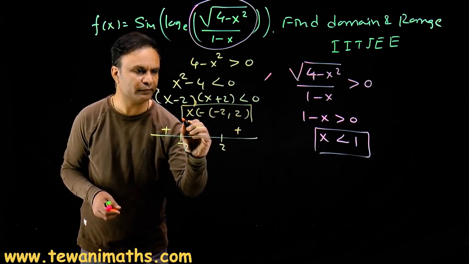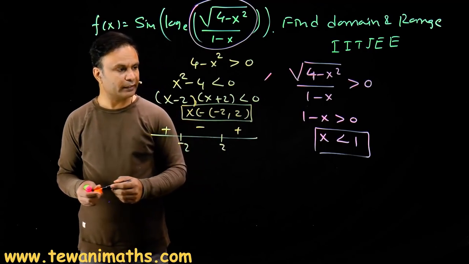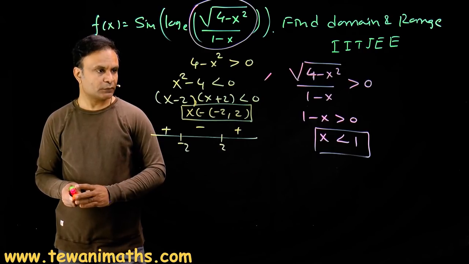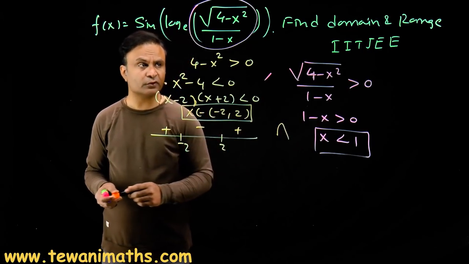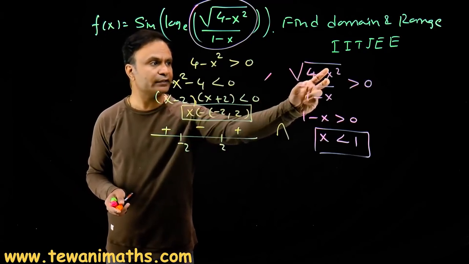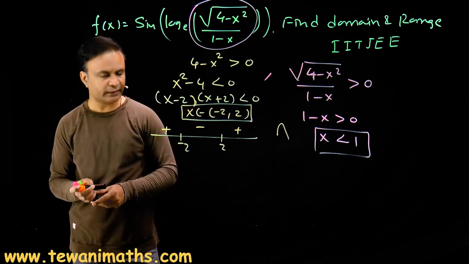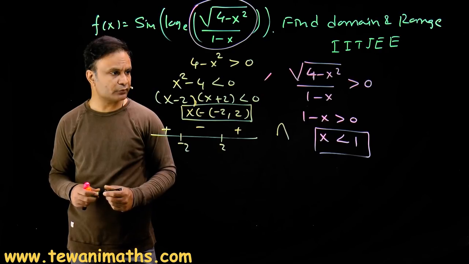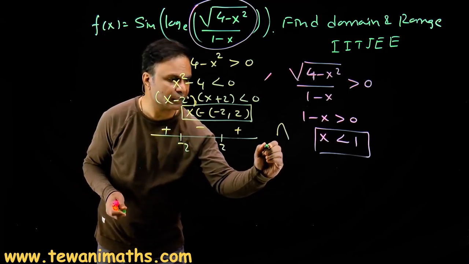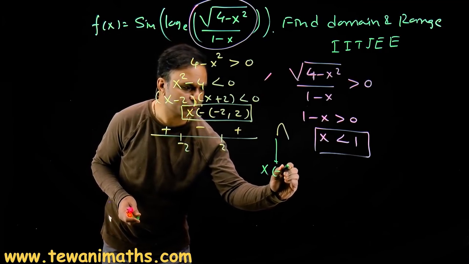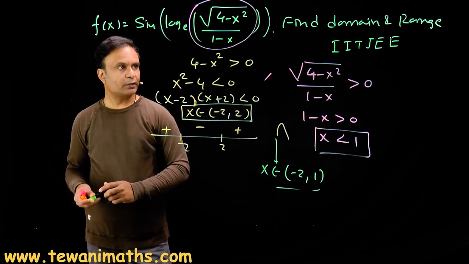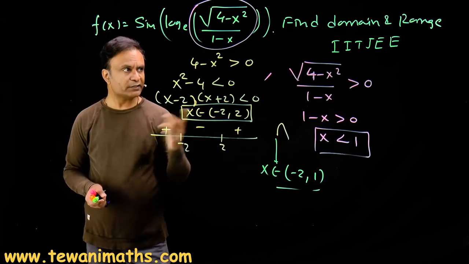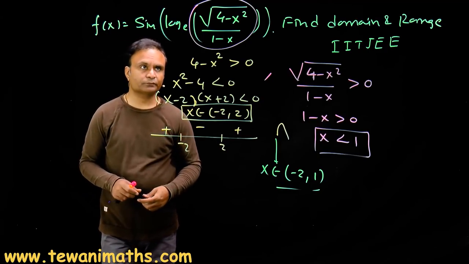We have open interval at minus 2 and 2 because here we have less than. Now we will take intersection of these two intervals because we want these two inequalities to be satisfied simultaneously. Ye dono ek saath satisfy hona chahiye. The common values are x belongs to minus 2 to 1. This is domain of the function. Now let's find range of the function.